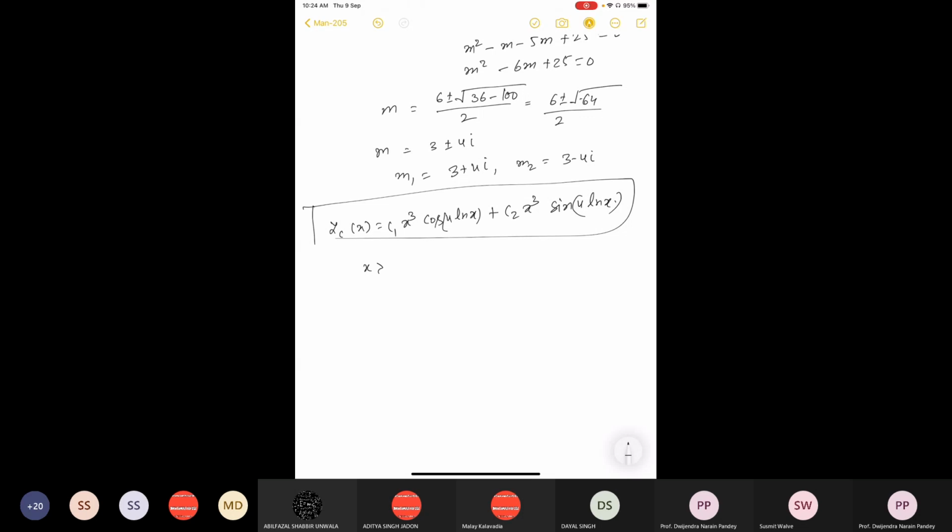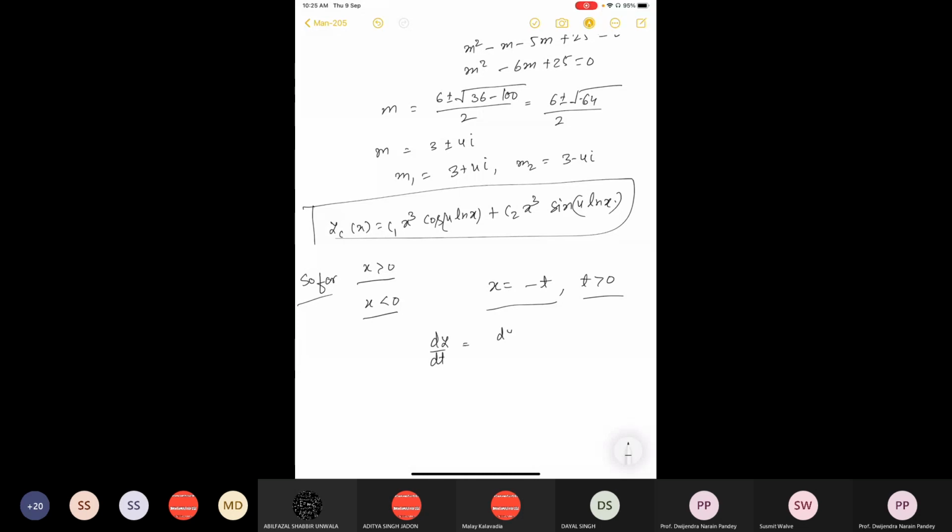Now, so far we have assumed that x is greater than 0. But what happens when x is less than 0? So let us say x equal to minus t and t is greater than 0. So here I'm considering the case when x is less than 0. Then I'm assuming x equal to minus t. In that case, t is greater than 0. Is it okay? Then I just want to find out what is dy by dt.